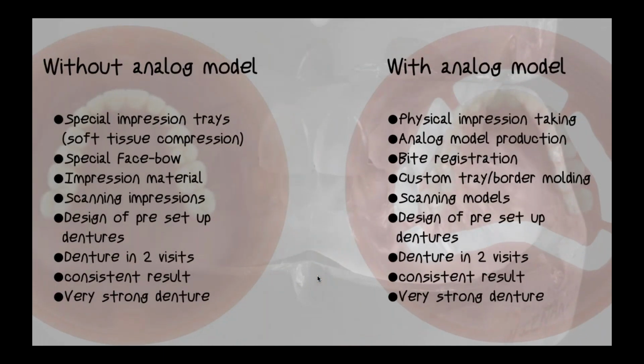The interesting thing on that system is we can actually utilize this with an analog model or without an analog model. So we can theoretically go totally digital. For that, we have to use a special impression tray, so we still get a soft tissue compression.